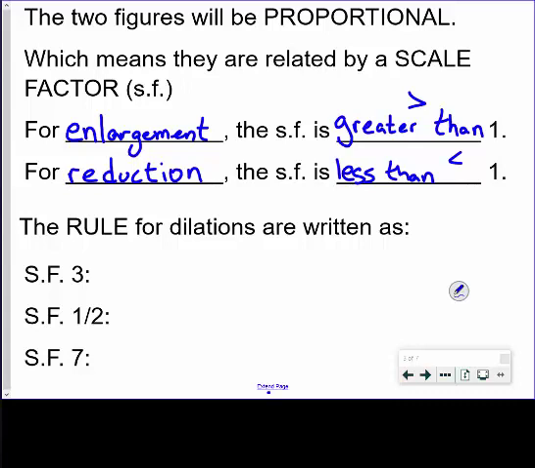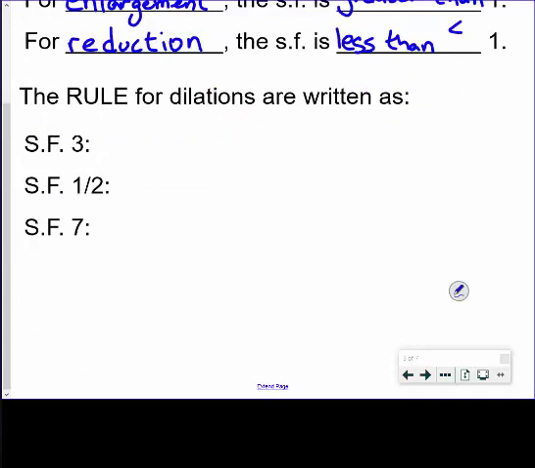The rules are pretty simple. You're going to take your scale factor and use it to multiply each piece of your coordinate. So you're going to multiply x times 3 and y times 3. Yes? It's a pretty silly question. I said there's no stupid questions, but I think we found one.